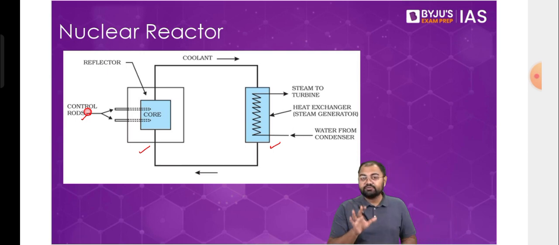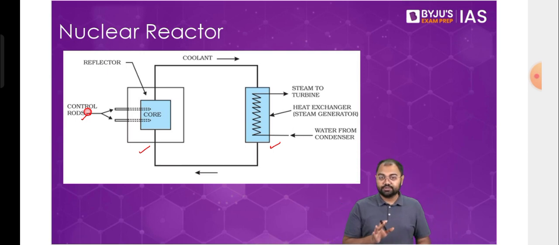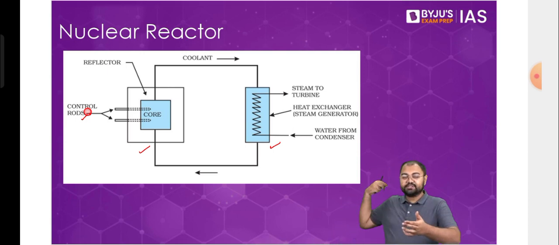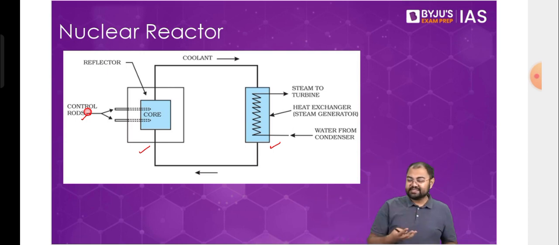So to control the number of these neutrons, we have control rods, right? That's the role of a control rod: if there are extra neutrons, we will insert the control rod inside the reactor. It will absorb the extra neutrons, and then this control rod will be pulled back. It is made of metals like boron, cadmium, etc.